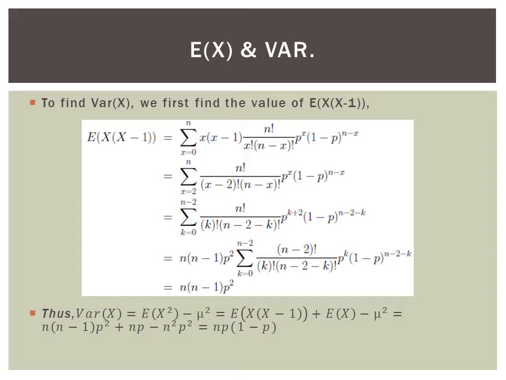Thus, the variance of x equals the expected value of x squared minus mu squared, which equals the expected value of x times (x minus 1) plus the expected value of x minus mu squared. We substitute the results that we calculated, and finally, the result will be np times (1 minus p).